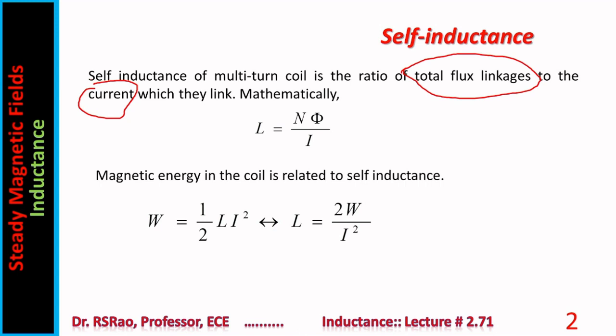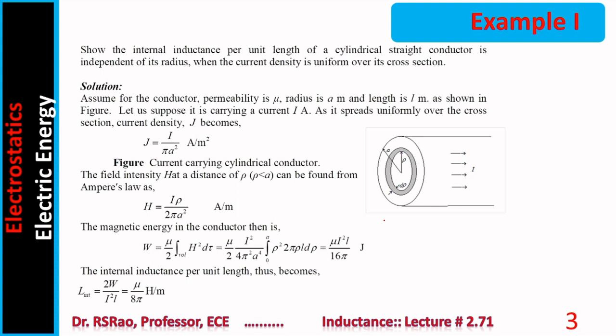Magnetic energy in a coil is related to its self-inductance. The relation is W equal to half L I square. This relation is quite familiar to us because we are taught it while studying circuit theory. It is useful to find energy in the inductor. Not only that, it is also useful to find inductance of a coil when energy and current are available: L equal to 2W by I square. Now, to begin with, we consider a problem.